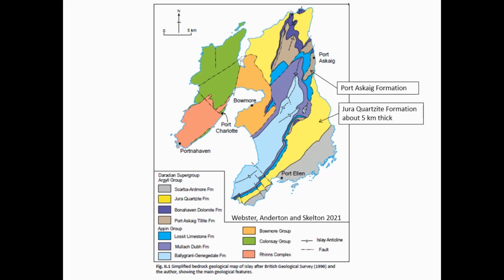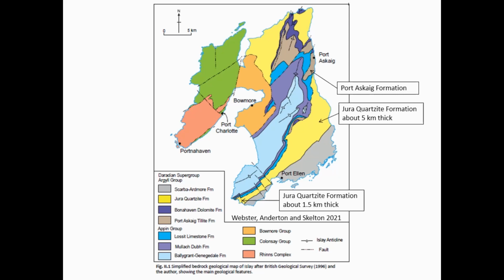But the other thing I want to draw your attention to is the Jura quartzite overlying the Port Askaig Formation. It's about 5 kilometres thick in eastern Islay and stretching across onto Jura. But you'll notice if you follow that yellow area southwest, it gets a lot thinner. And by the time we get to the Mull of Oa, the Jura quartzite is only about 1.5 kilometres thick. Interestingly enough, that's where the Port Askaig Formation is also very thin. So what might be happening here?